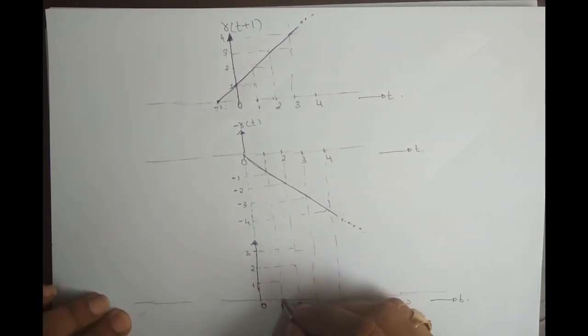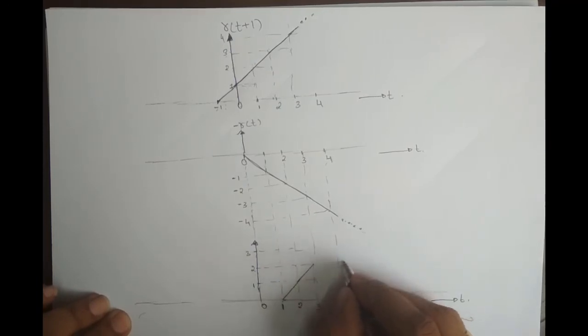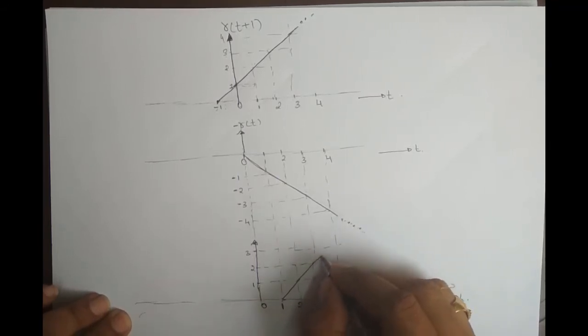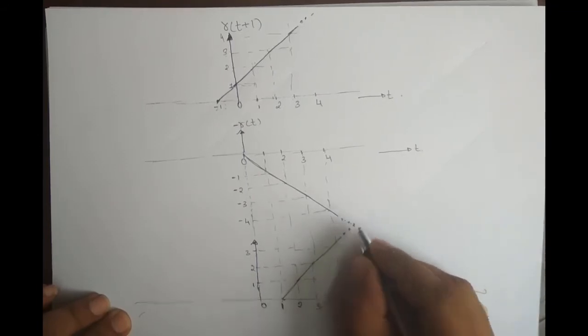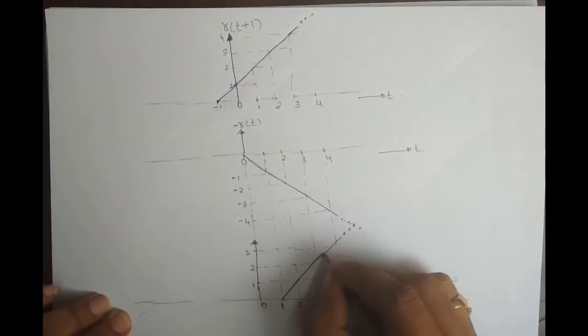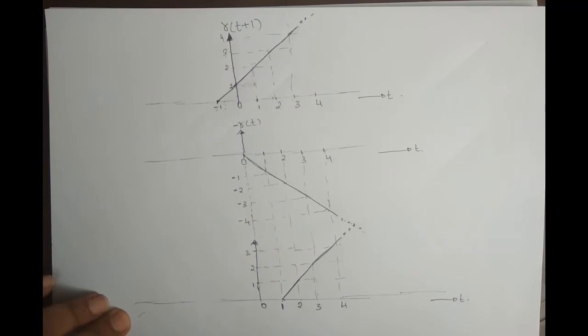Since it is shifted right one time, at t is equal to 1, amplitude is 0. At t is equal to 2, amplitude is 1. At t is equal to 3, amplitude is 2. At t is equal to 4, amplitude is 3, and this goes on. Okay.